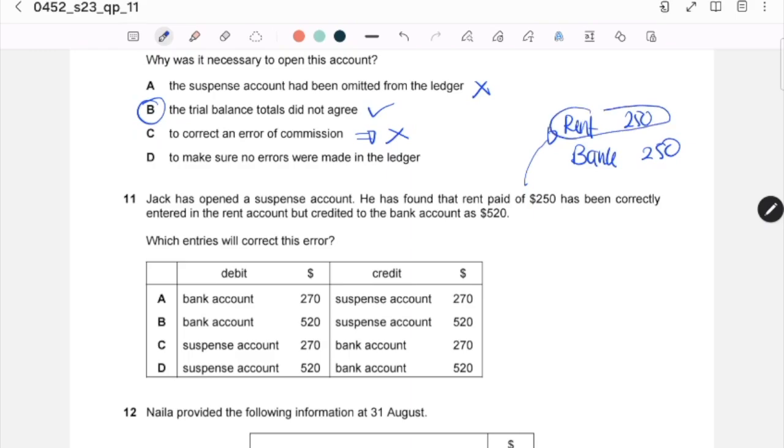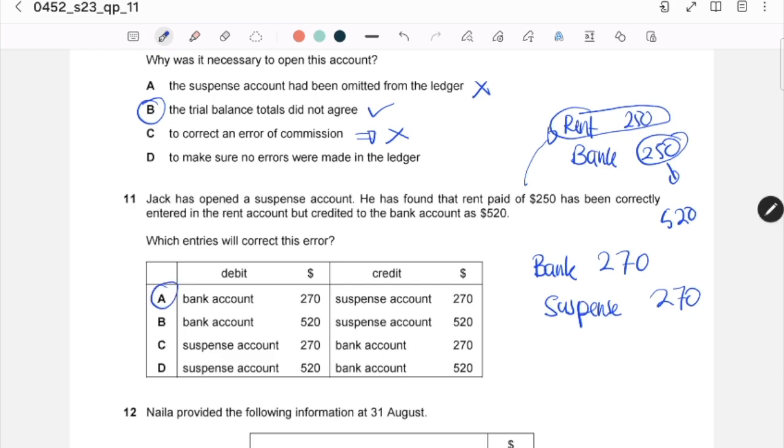But the credit is not 250, they credited 520. Because of that, you have to deduct it. You have to put the bank on the debit side, 270, and because the only mistake is the bank, you put it in suspense, 270. So the answer is A.